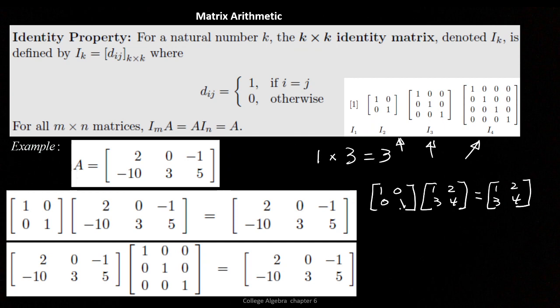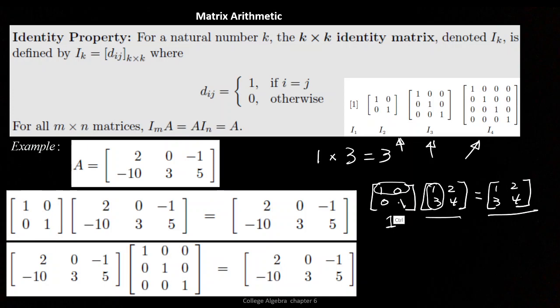So what do we get if we multiply this by that? 1 times 1 is 1, 0 times 3 is 0, 1 plus 0 is 1. If you multiply this by the second column, 1 times 2 is 2, 0 times 4 is 0, you get 2. 0 times 1, 1 times 3 is 3. 0 times 2, 1 times 4 is 4. So you see you get the matrix back. So this is an identity element in matrix multiplication.